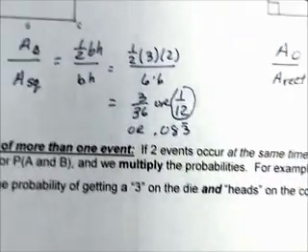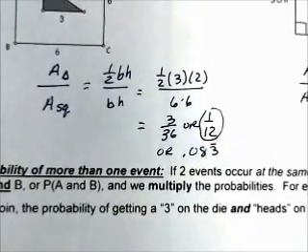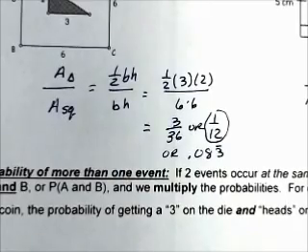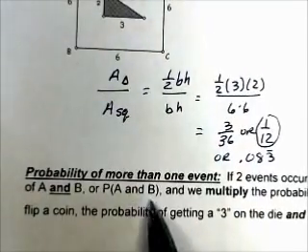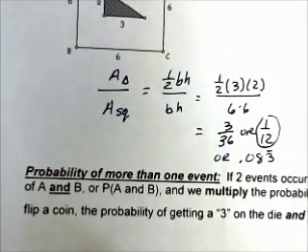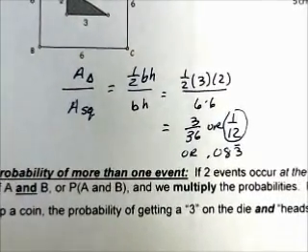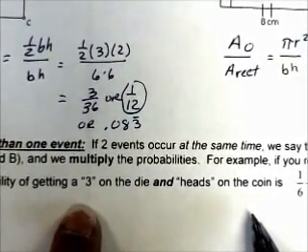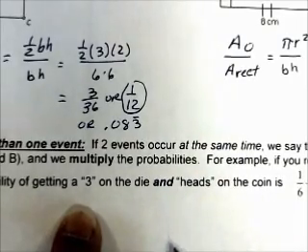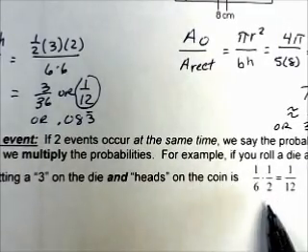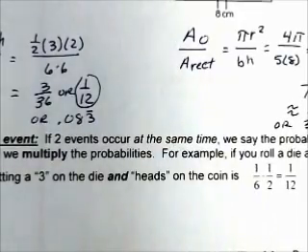And lastly, we have the probability of more than one event. If two events occur at the same time, we say the probability of A and B, or the probability of (A and B), and we multiply the probabilities. And we've already seen this before. For example, if you roll a die and flip a coin, the probability of getting a 3 on the die and heads on the coin, we would take the probability of getting a 3 on the die, which is 1 out of 6, times the probability of getting a head on the coin. The probability of getting a head on the coin is 1 out of 2. And we multiply and get 1/12.